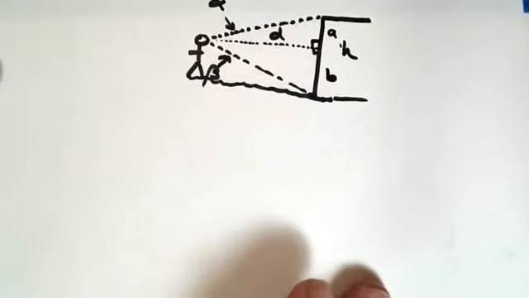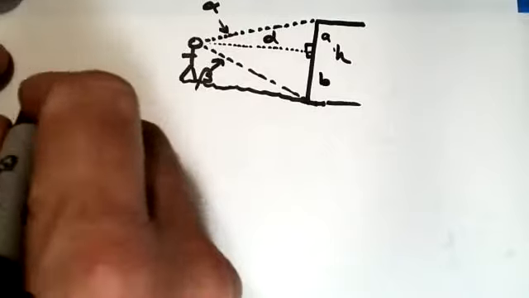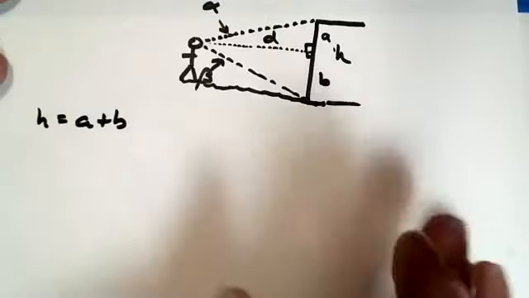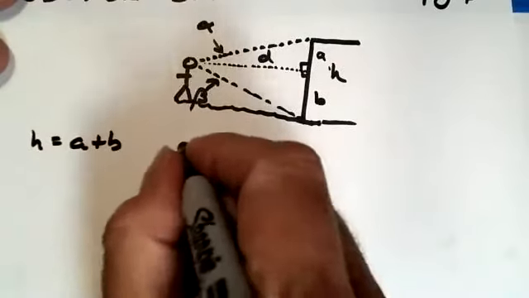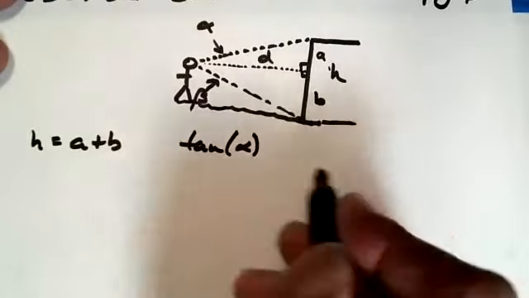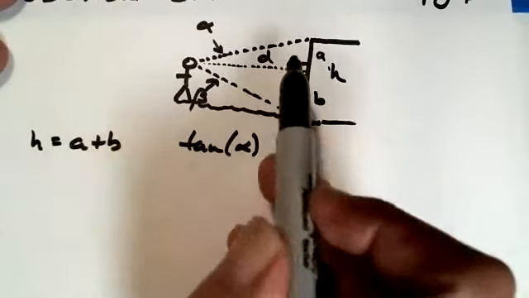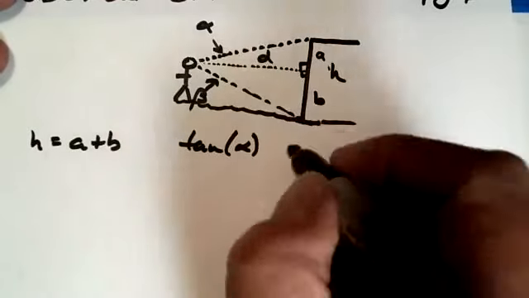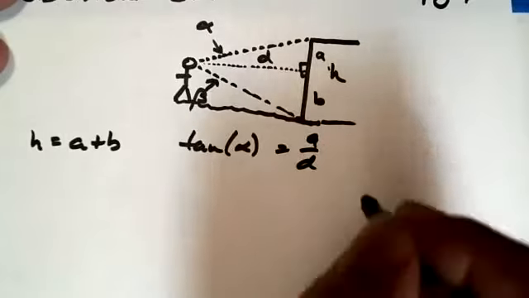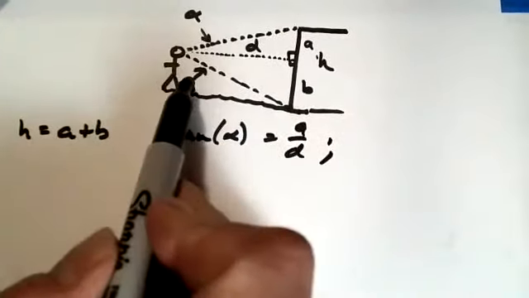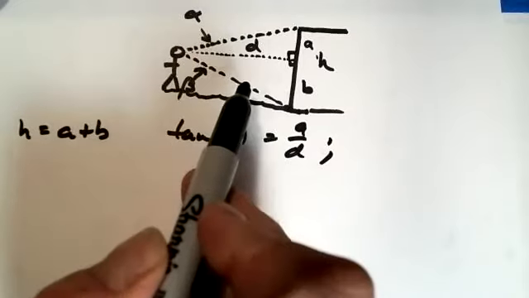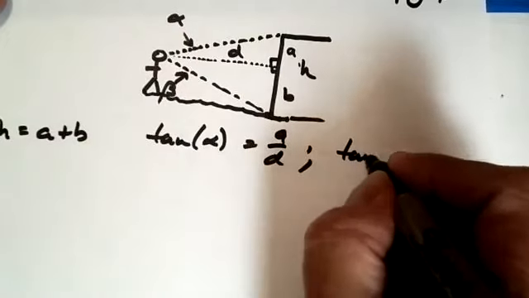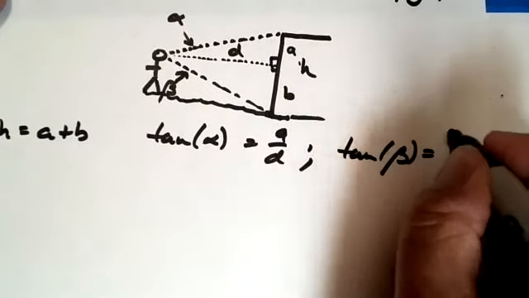So we're going to do a little bit of math here. Note H is equal to A plus B. And if we look at the tangent of alpha, note that's going to be the opposite over adjacent. So tangent of alpha, alpha is a positive acute angle, that's A over D. And similarly, if we look at beta, again, a positive acute angle, it just happens to be angled downwards, it should be B over D.